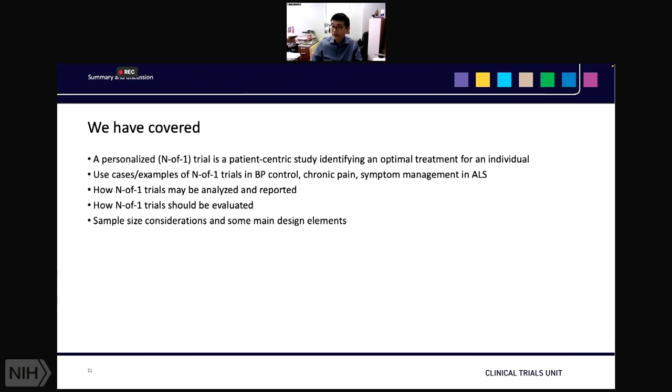So in the presentation, I covered the definition of an N-of-1 trial, that it is a patient-centric study aiming to identify an optimal treatment for a specific individual. We've looked at use cases of N-of-1 trials in blood pressure control, chronic pain, and symptom management in people with ALS. We've looked at how N-of-1 trials may be analyzed and reported, and how they should be evaluated. And basically, the study schema where we have half of participants to N-of-1 trials, half to usual care, and some brief discussion on sample size considerations.